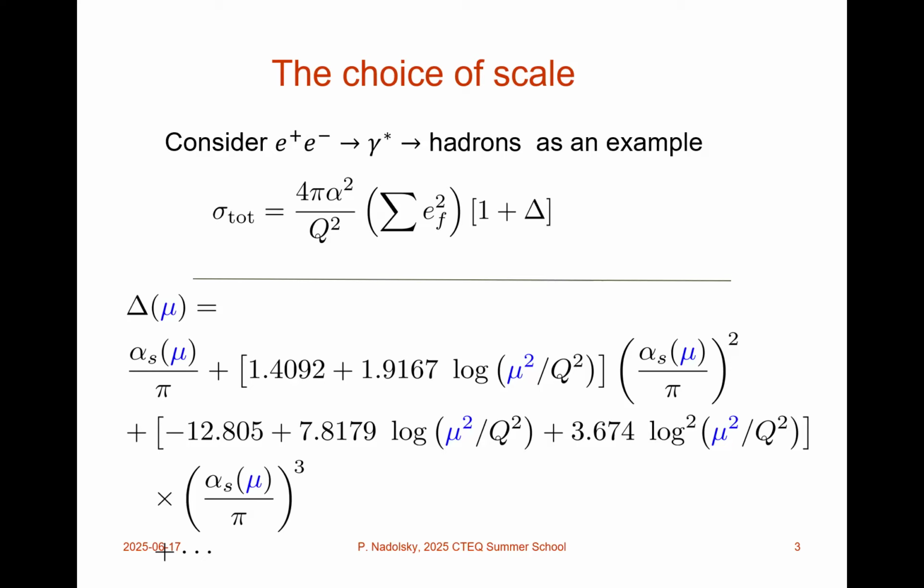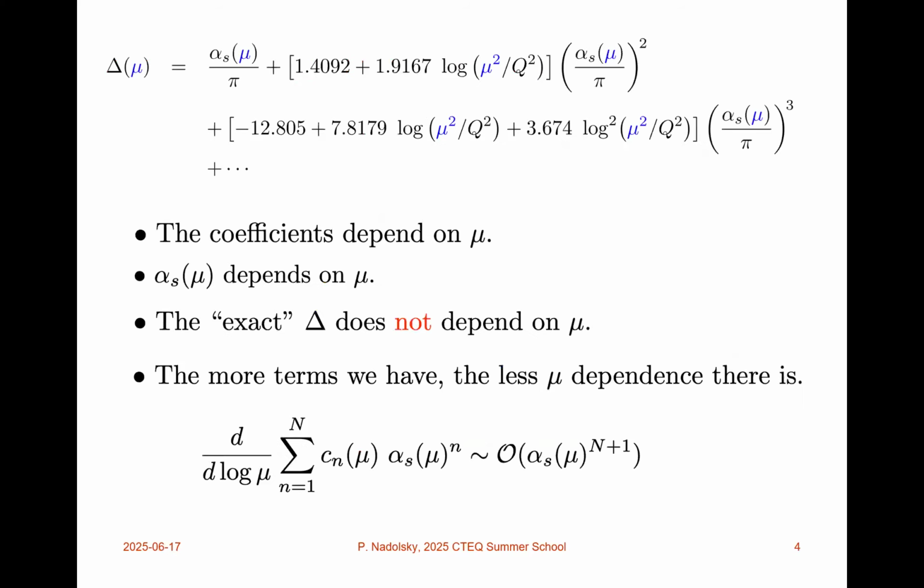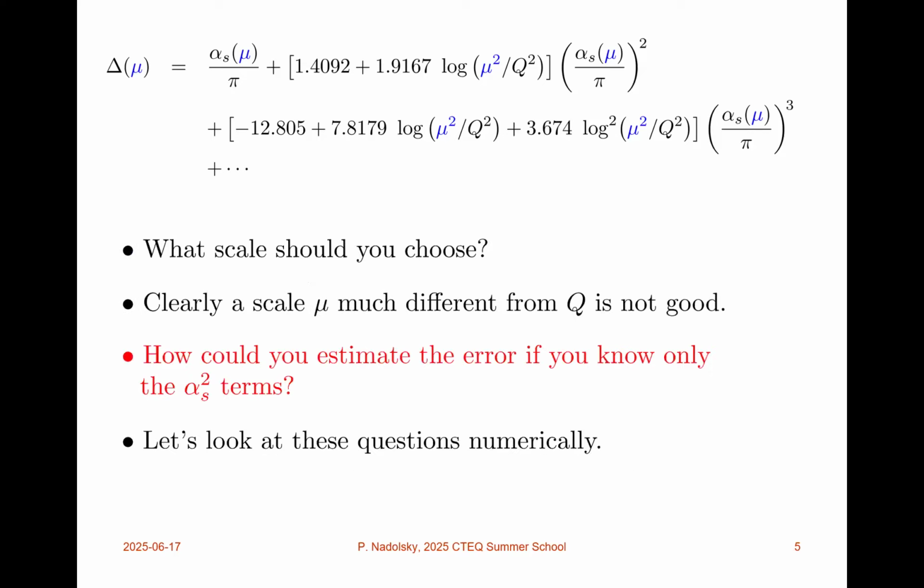Okay, very important. Now let's try to compare both ideas. What's happening here? We take this expression. We know that the coefficients depend on mu. Alpha S depends on mu, but the exact delta to all orders does not depend on mu. So the more terms we have, the less mu dependence we have. That's one important reason why we do higher and higher order calculations: we reduce the dependence on mu with each order of the calculation. That's just by construction of the calculation. So that's why doing higher order corrections is important.